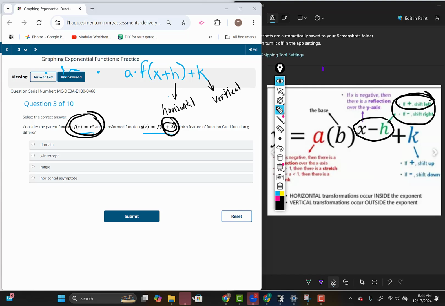So I want to get a visual, though, of this problem. I'm going to rewrite the parent down here just so it's a little neater. This is the original problem, the parent. If we're shifting to the left, like we said, that means this value is positive. So the new function g that we're going to graph in the calculator is going to be e raised to the x plus 3 power. So let's go to the graphing calculator.